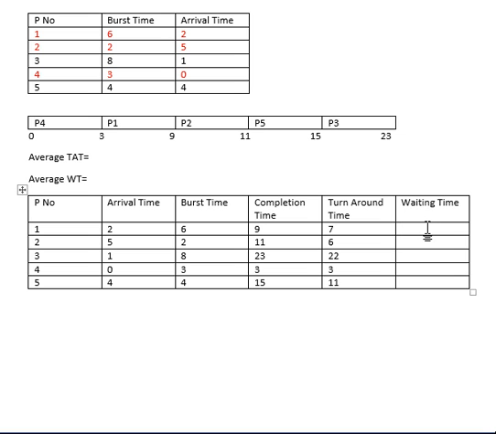Right? So next one is your waiting time. So waiting time is turnaround time minus the burst time. So 7 minus 6 is 1, 6 minus 2 is 4, 22 minus 8 is 14. Next we have 3 minus 3, that's 0, and 11 minus 4, that's 7. Right? So then we have to calculate the average. Turnaround time 7 plus 6 plus 22 plus 3 plus 11 divided by 5 is giving me 9.8. And waiting time 1 plus 4 plus 14 plus 0 plus 7 divided by 5 is giving me 5.2.